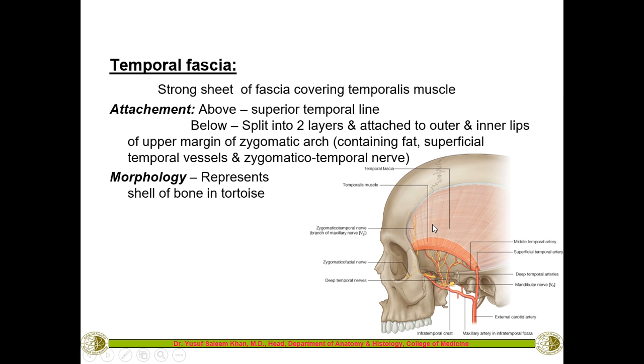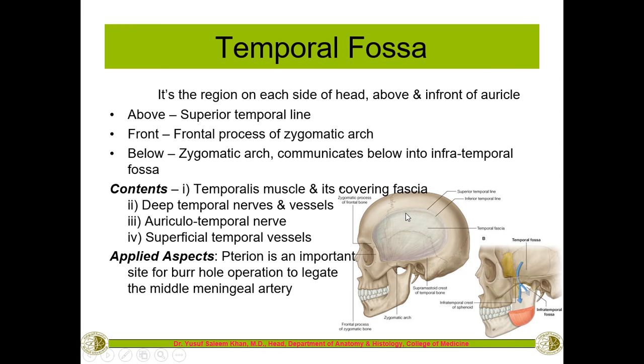Outside this muscle, the muscle is covered by a fascia called the temporal fascia. So this is the temporal fascia that you see. This is a strong sheet of fascia covering the temporalis muscle. It gives additional support as well as covering to the muscle. The attachment of this fascia is to the superior temporal line. As I said before, there are two temporal lines. The superior temporal line is for the attachment of the temporal fascia, and the infratemporal line and the fossa below that, that is the temporal fossa, is for the origin of the temporalis muscle.